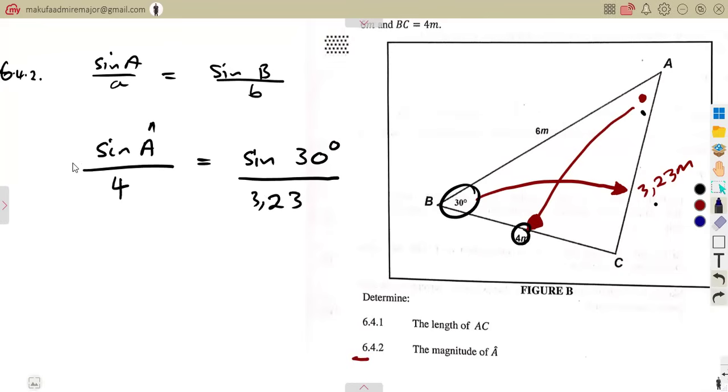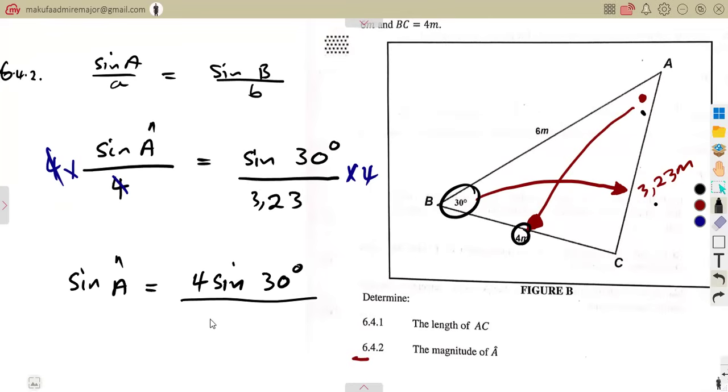So to remove the 4 there, you just multiply by 4, multiply by 4. So this can cancel. So it follows that the sine of A is equal to this times 4, which is simply 4 sine 30 degrees over 3,23. So that's it. What we need in this case is to determine the angle A.